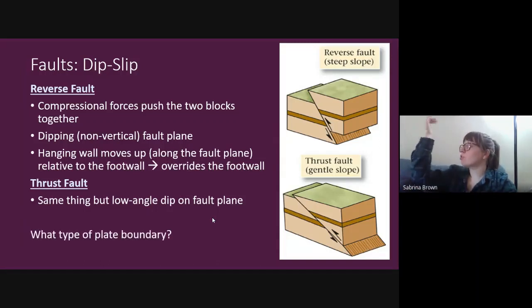If we have compressional forces, along which type of plate boundary would we see some good examples of reverse or thrust faults?